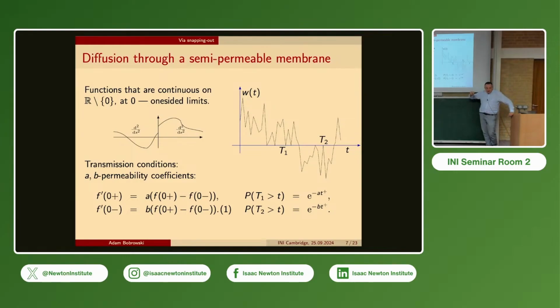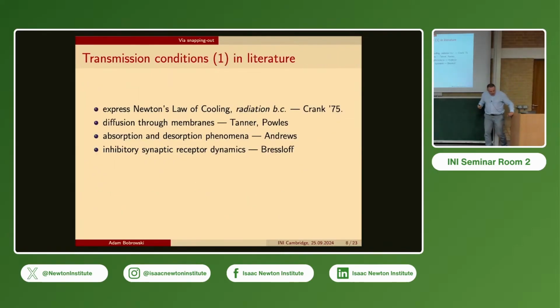The larger is A, the shorter is the time you need to spend at the boundary before filtering to the other side. Okay. And I need to add immediately that these transmission conditions are very well known in the literature. I mean, this is not a new discovery.